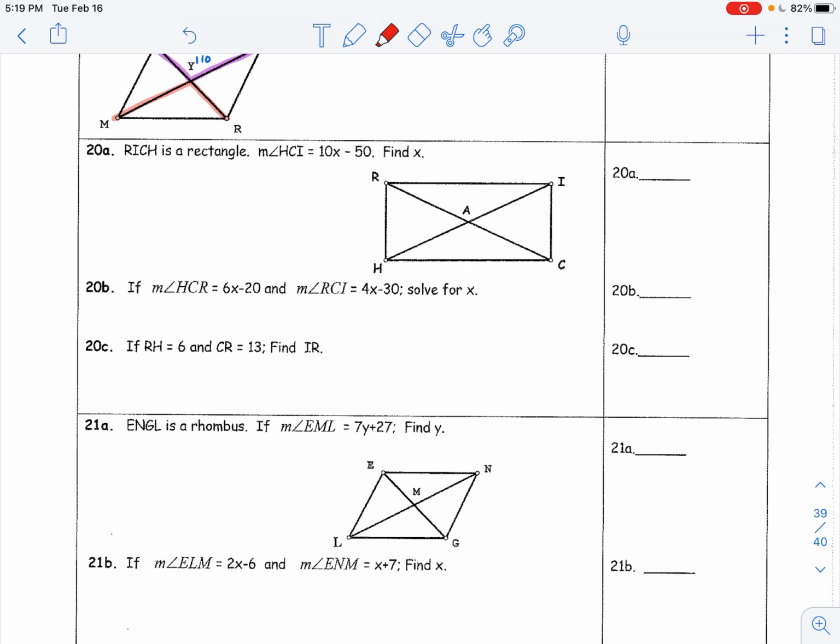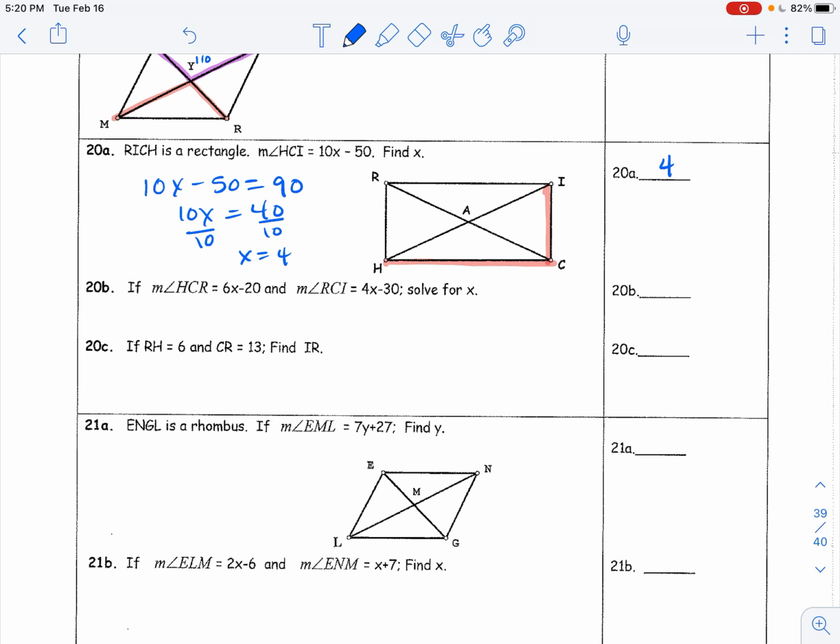20a, RICH is a rectangle. The measure of HCI, this guy right here, is 10x minus 50. Well, in a rectangle, all of the angles are right angles. So we can set this equal to 90 and solve. If I subtract 50 from both sides, that'll give me 40 on the right, and divide both sides by 10. X is equal to 4.